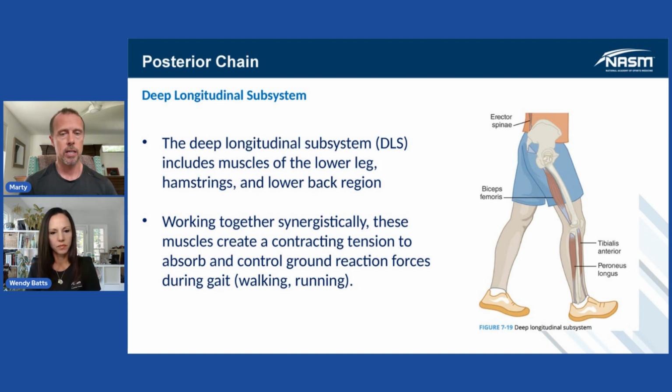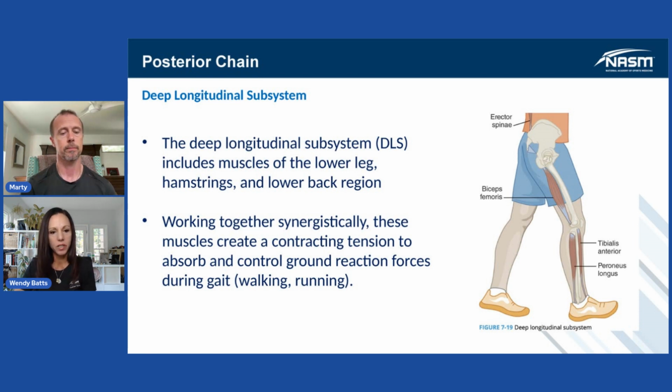But now as we look here, the deep longitudinal subsystem includes the muscles of the lower leg, hamstring, and low back. So you're still going to see the biceps femoris here, and the erector spinae there. They work together synergistically to create contraction tension. So as you absorb and control ground reaction forces, that's what helps create the ability to stabilize the eccentric and then produce force in the opposite direction concentrically. This is what you're doing every single day in walking, running, any of your gait patterns. The deep longitudinal subsystem plays a very important role in reducing and producing force.